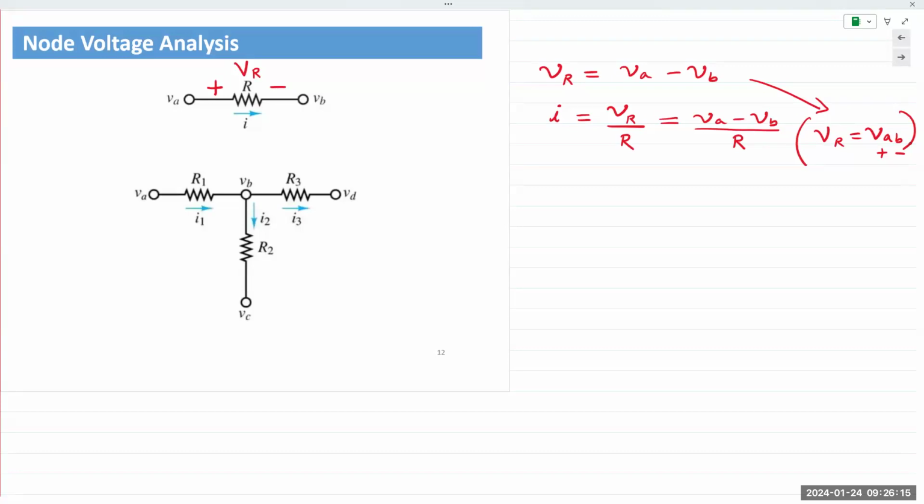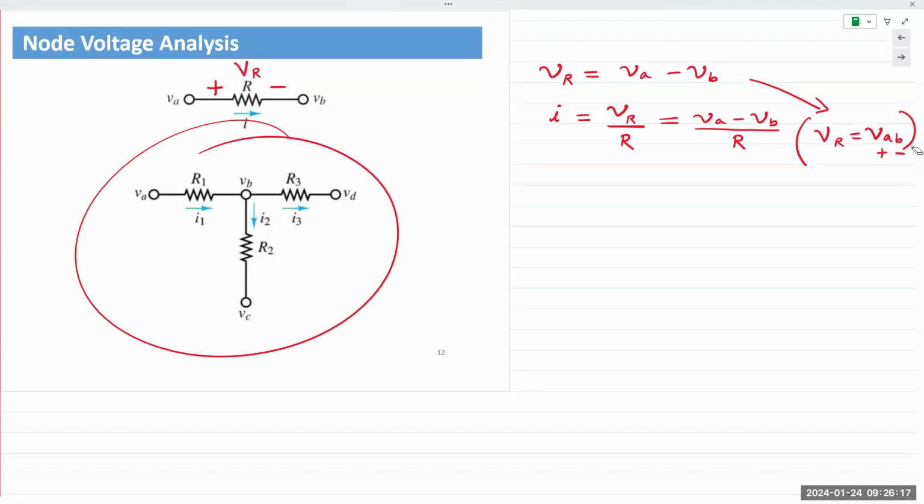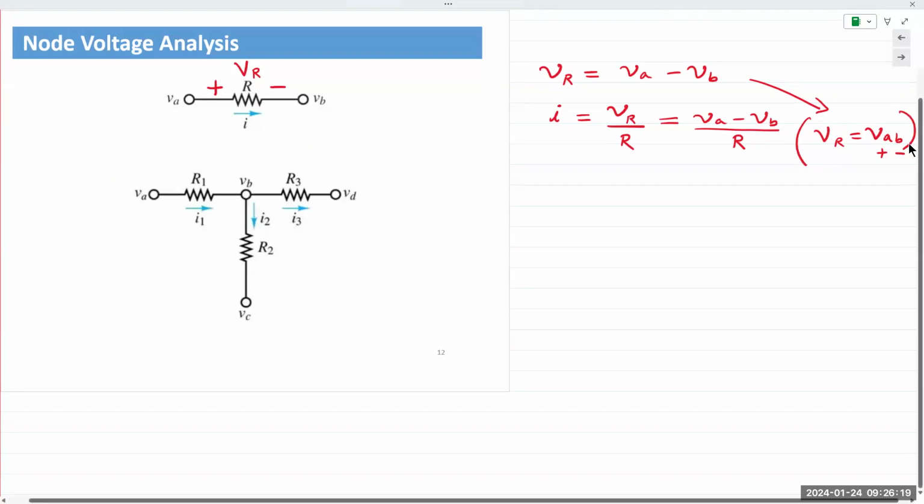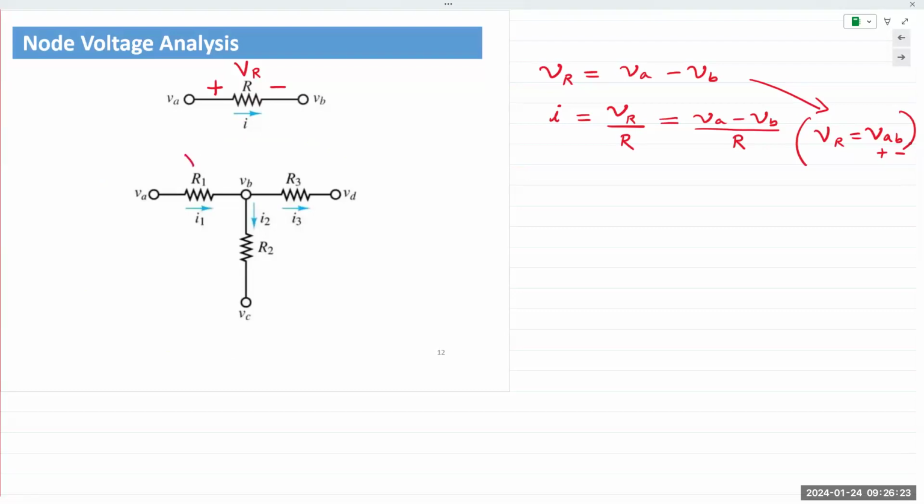Okay, so the next step in this circuit, we follow the same assumptions. Point of entry is plus. So I'm going to say voltage across R1 is VR1. Voltage across R2 is VR2. Point of entry is plus, exit is minus. And this is VR3, plus on the left, minus on the right.